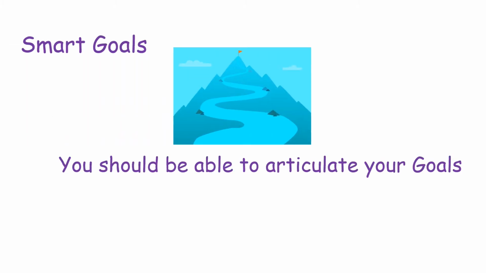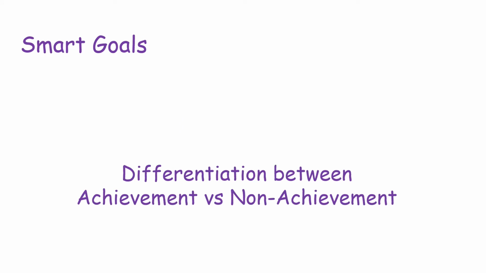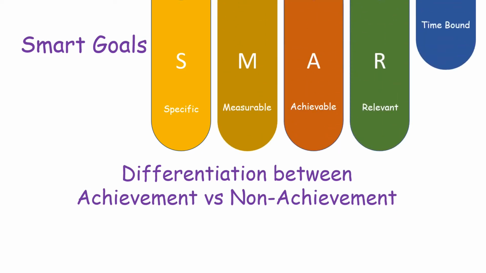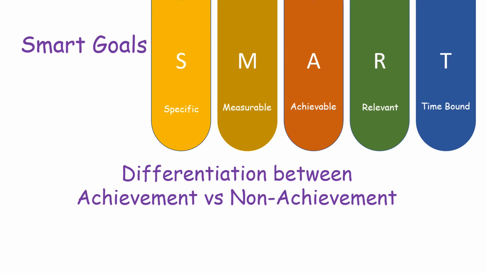SMART goals. You have to give a form to your goals. You should be able to articulate your goals to yourself and, if need arises, to others as well. There should be a clear differentiation between how an achieved goal looks and an unachieved one. For this, you need to design SMART goals. SMART stands for specific, measurable, achievable, relevant, and time bound.